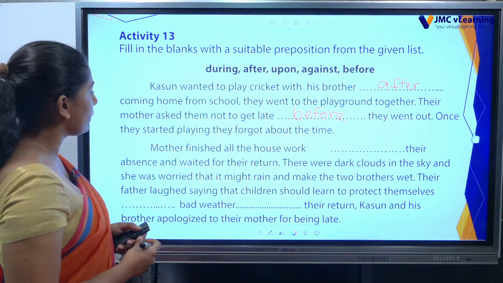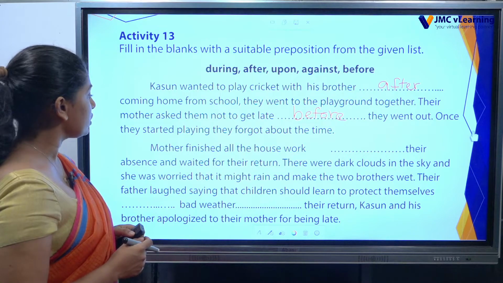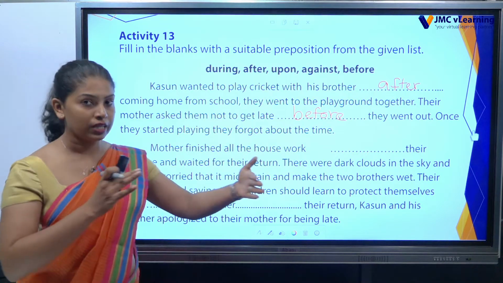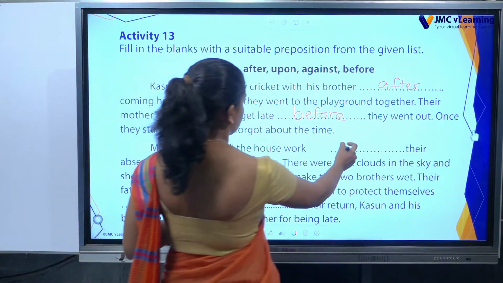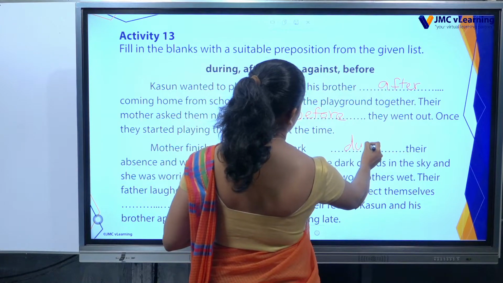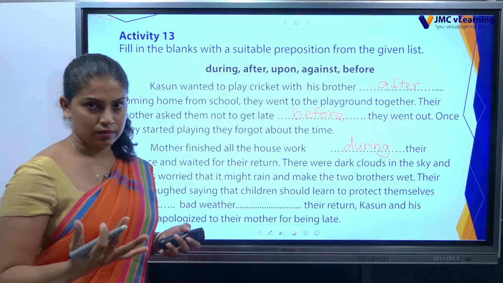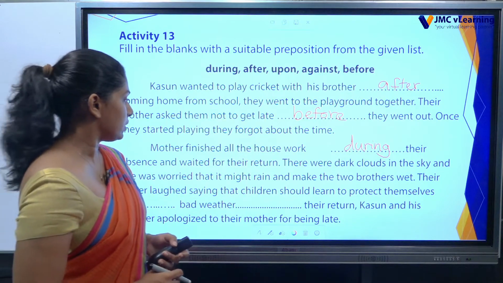Once they started playing, they forgot about the time. Then what has happened? Mother finished all the housework blank their absence. That means during that period. So we can write mother finished all the housework during their absence, in that particular time, and waited for their return.